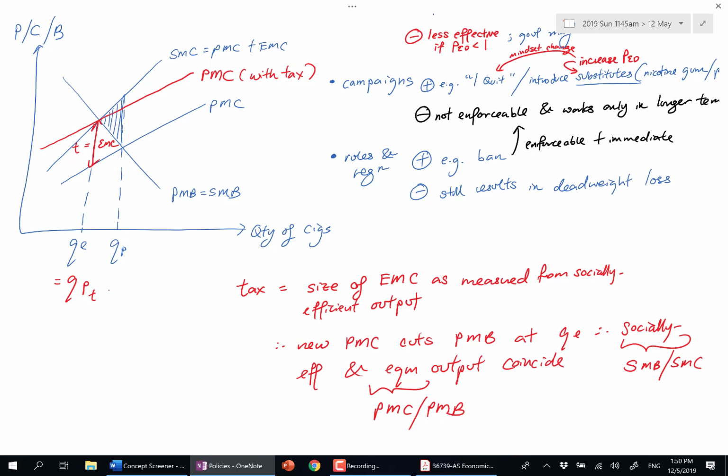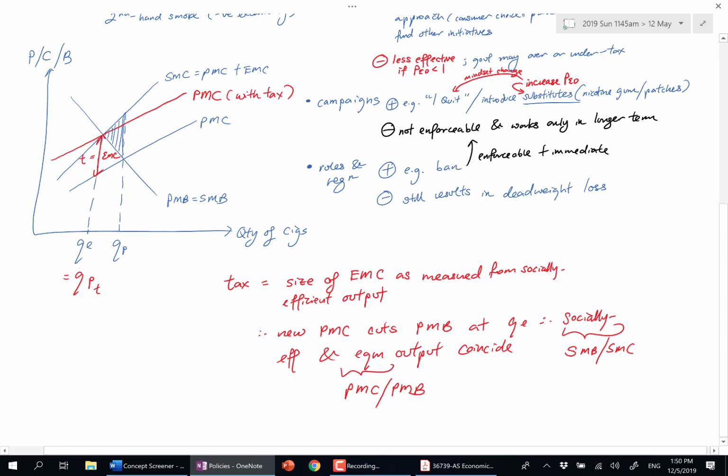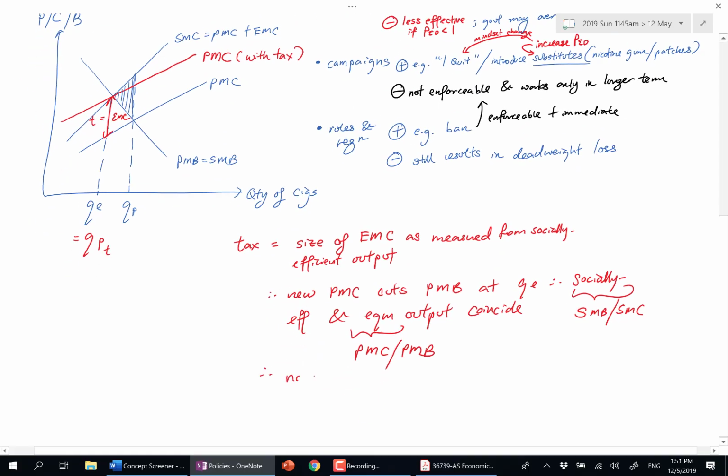When they coincide, there is no more overconsumption. There is no more allocative inefficiency. As a result, there is no more deadweight loss. That's why we say you internalize the externality. Right? Therefore, no more deadweight loss. You have just helped the system to take the spillover cost into consideration, and we call that internalizing the externality.